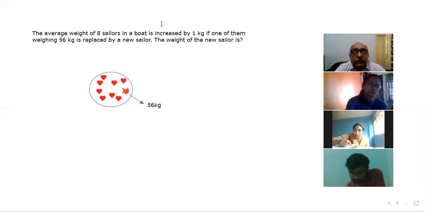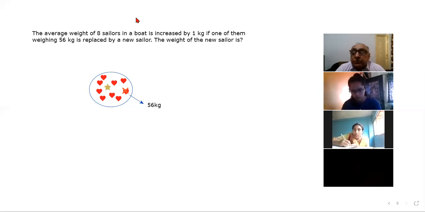And we can say in place of this, one new sailor has entered the boat. And this new sailor has contributed 1 kg weight to everybody, because the average has increased by 1. I'm just telling first of all so that the concept should be clear. 1 1 1 1 1 1 1 1, and 1 kg to himself also, otherwise his weight could have been equal to the previous average.